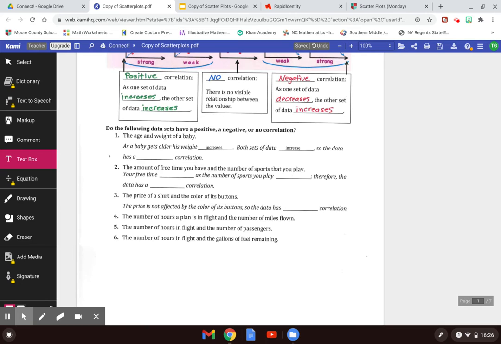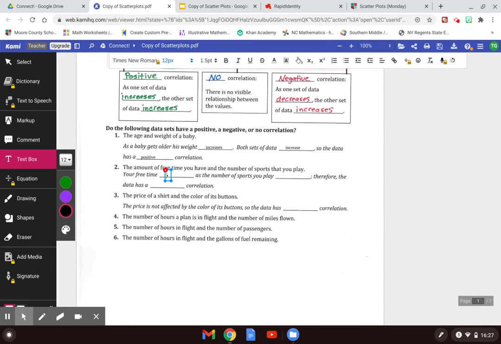All right, and there again, you could use the term correlation, relationship, or association. So they have a positive correlation. Number two says, the amount of free time you have and the number of sports that you play. Think about your free time, which would be the time you have outside of school. Is your free time going to increase or decrease if you play more than one sport after school?